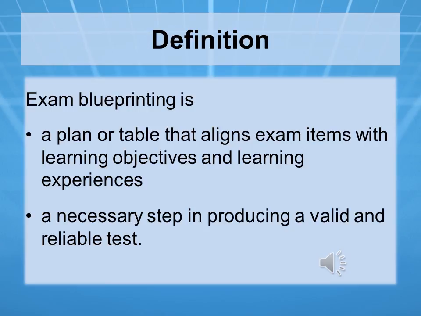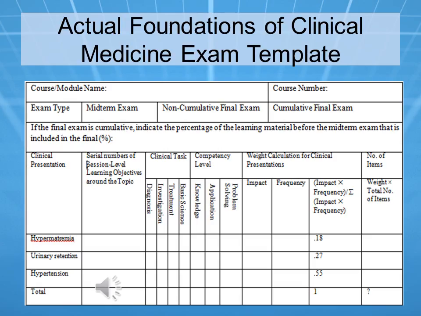We're going to begin by looking at the definition of exam blueprinting. Here's an example of an actual course exam blueprint. This blueprint includes 6 major columns: clinical presentation, learning objectives, clinical tasks, and competency level column, as well as a weight calculation column and number of items column. They are aligned to each row.